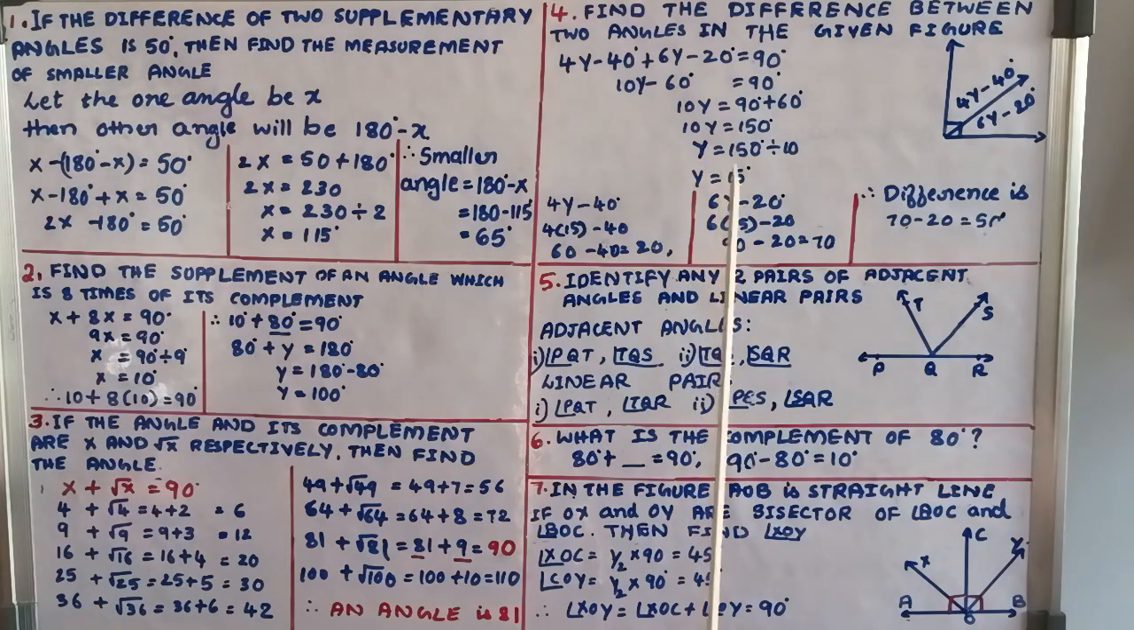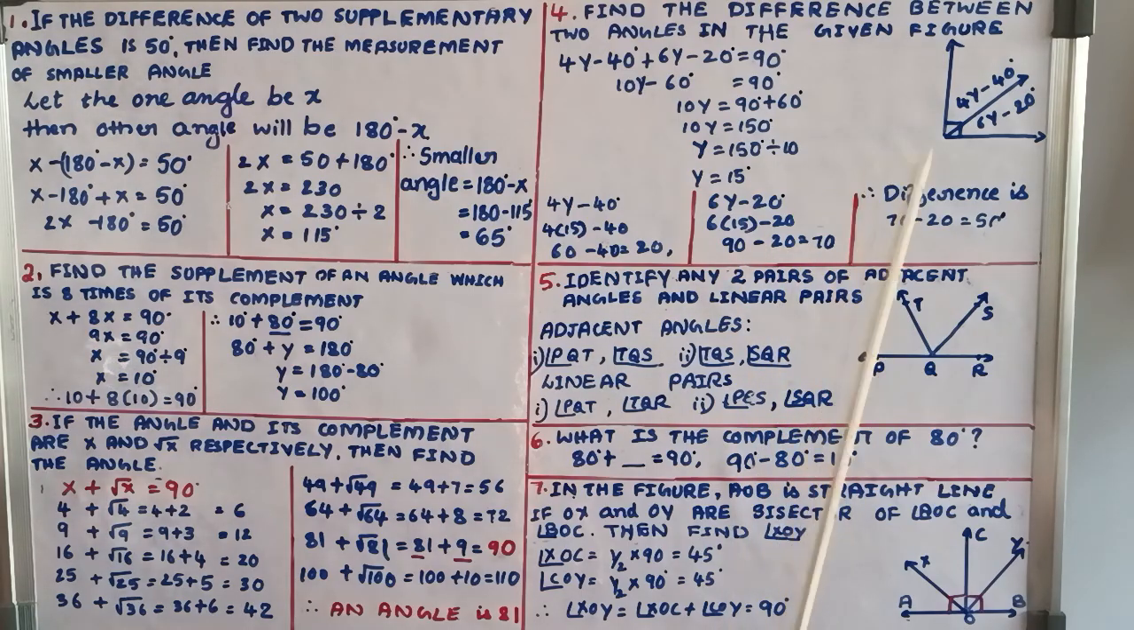Now after getting the value of y, substitute the value of y in 4y minus 40 and 6y minus 20. If you substitute y as 15 in 4y minus 40, 4 times 15 is 60, minus 40, that equals 20. In the same way, 6y minus 20. Substitute the value of y. 6 into 15 minus 20. So 6 times 15 is 90, minus 20, that equals 70. Now we got the measurement of both the angles.